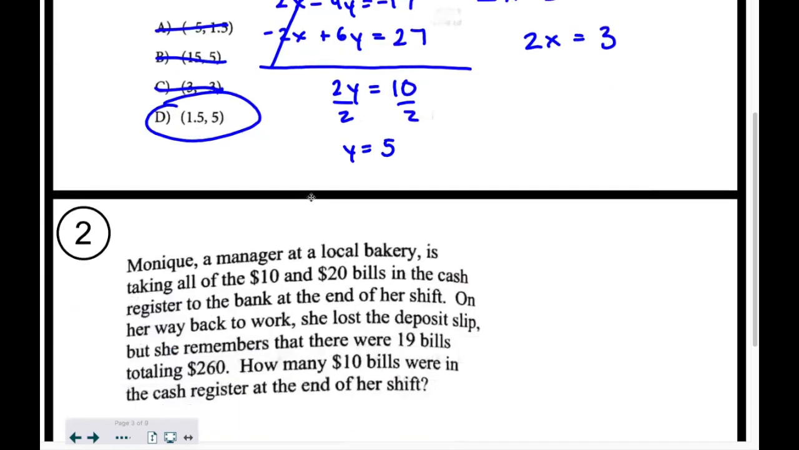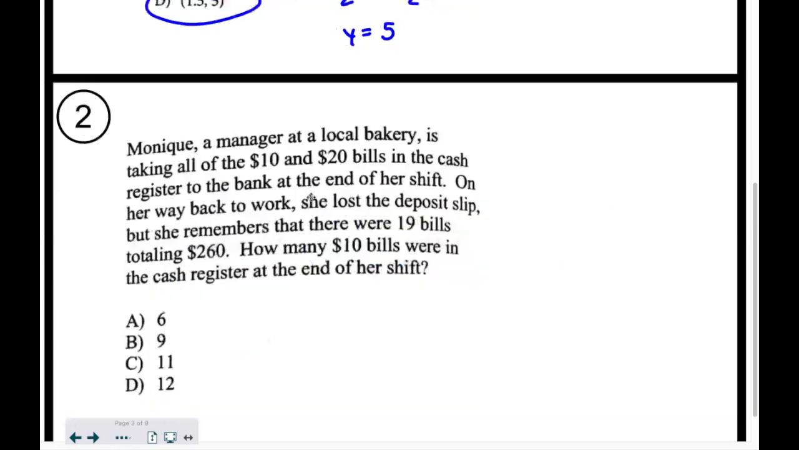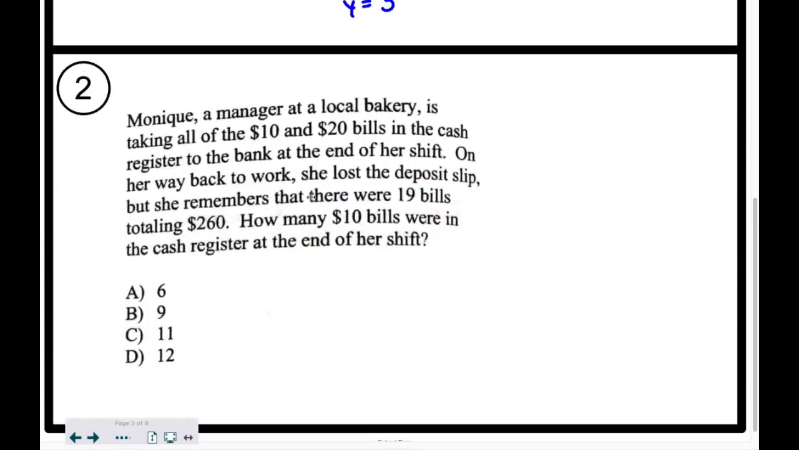Okay, let's take a look at another one. Okay, so here's a word problem. We have someone who has $10 bills and $20 bills, and on the way back to work, she lost the deposit slip. So all we know is that there were 19 total bills and 260 total dollars.